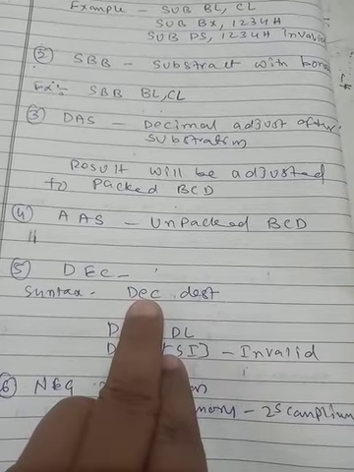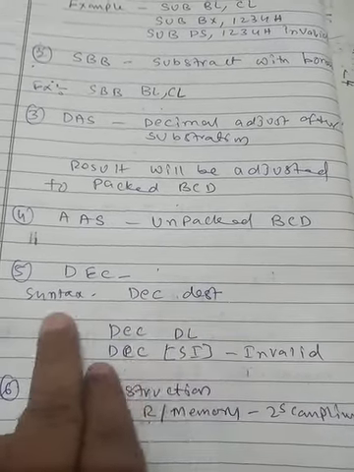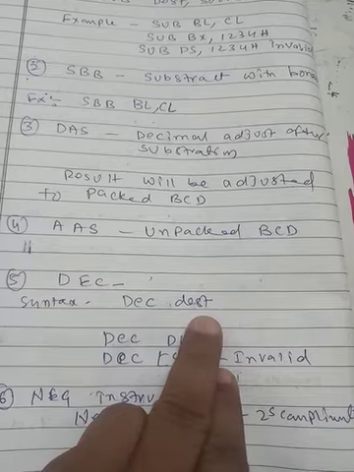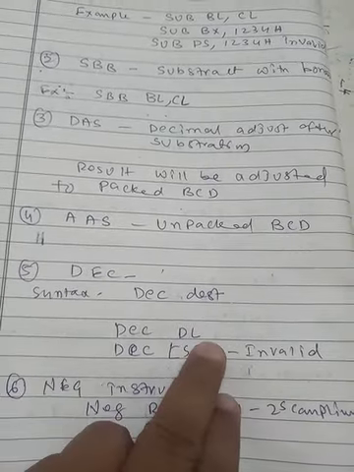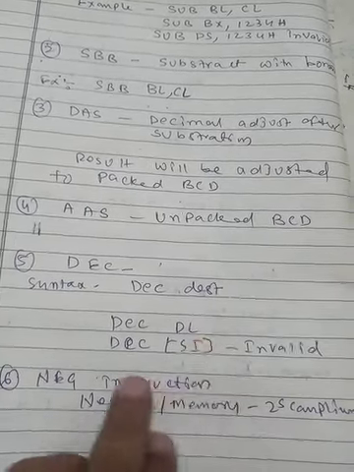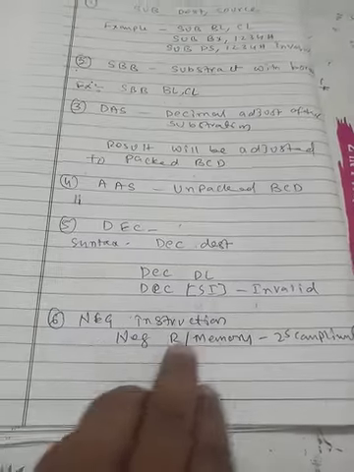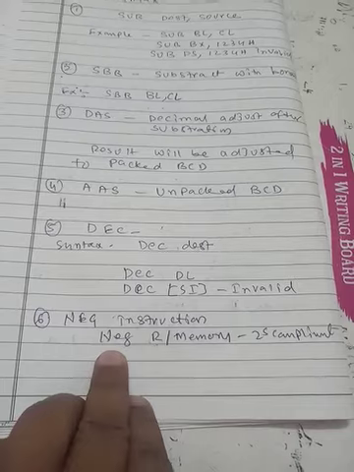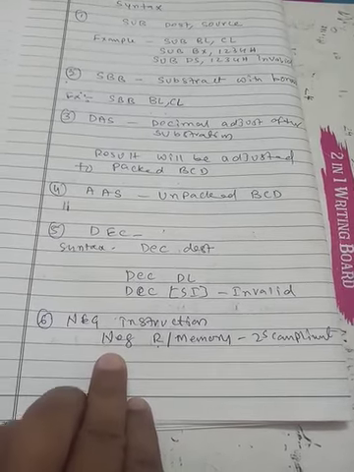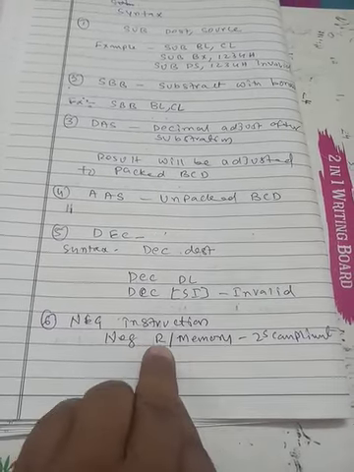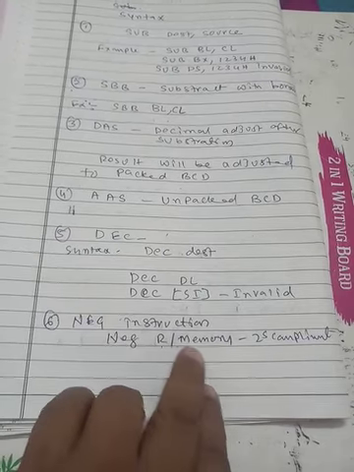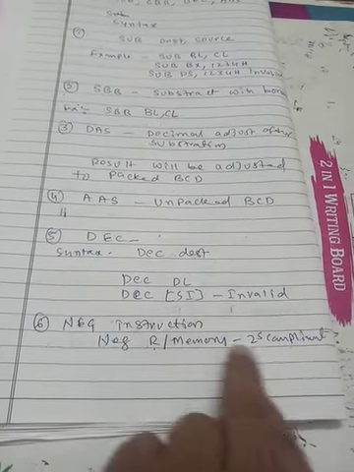Okay, so this is the DEC, decrement instruction. So it will be decremented by 1. So here we have the syntax DEC, then destination. So DEC DL is one of the examples. So this is invalid, the use of SI. So the NEG instruction, it is similar to performing the 2's complement. It is a negative of a register or memory. Anything here will be converted into 2's complement form.